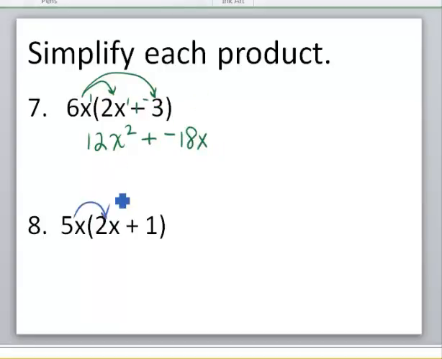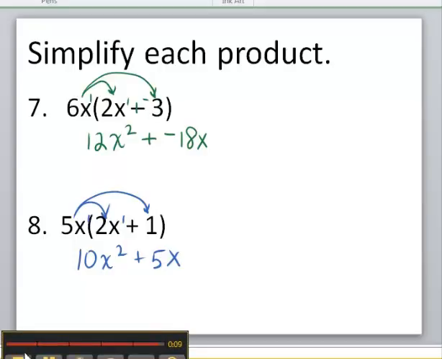Down here I've got 5 times 2, which is 10. X to the first times x to the first is x to the second. And then 5x times 1 is just 5x. Again, none of these were able to be added together because you do not have like terms when finishing multiplying those problems together.